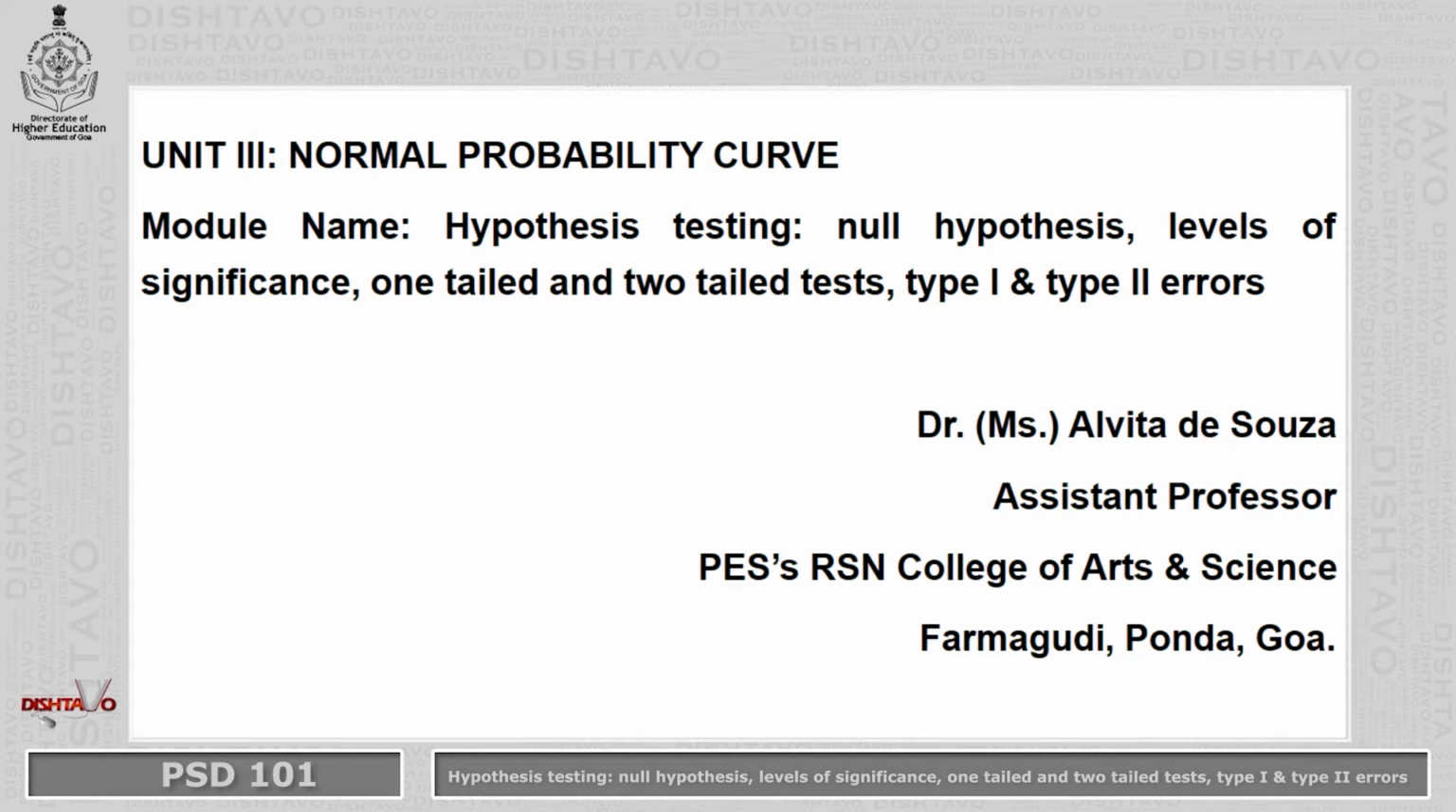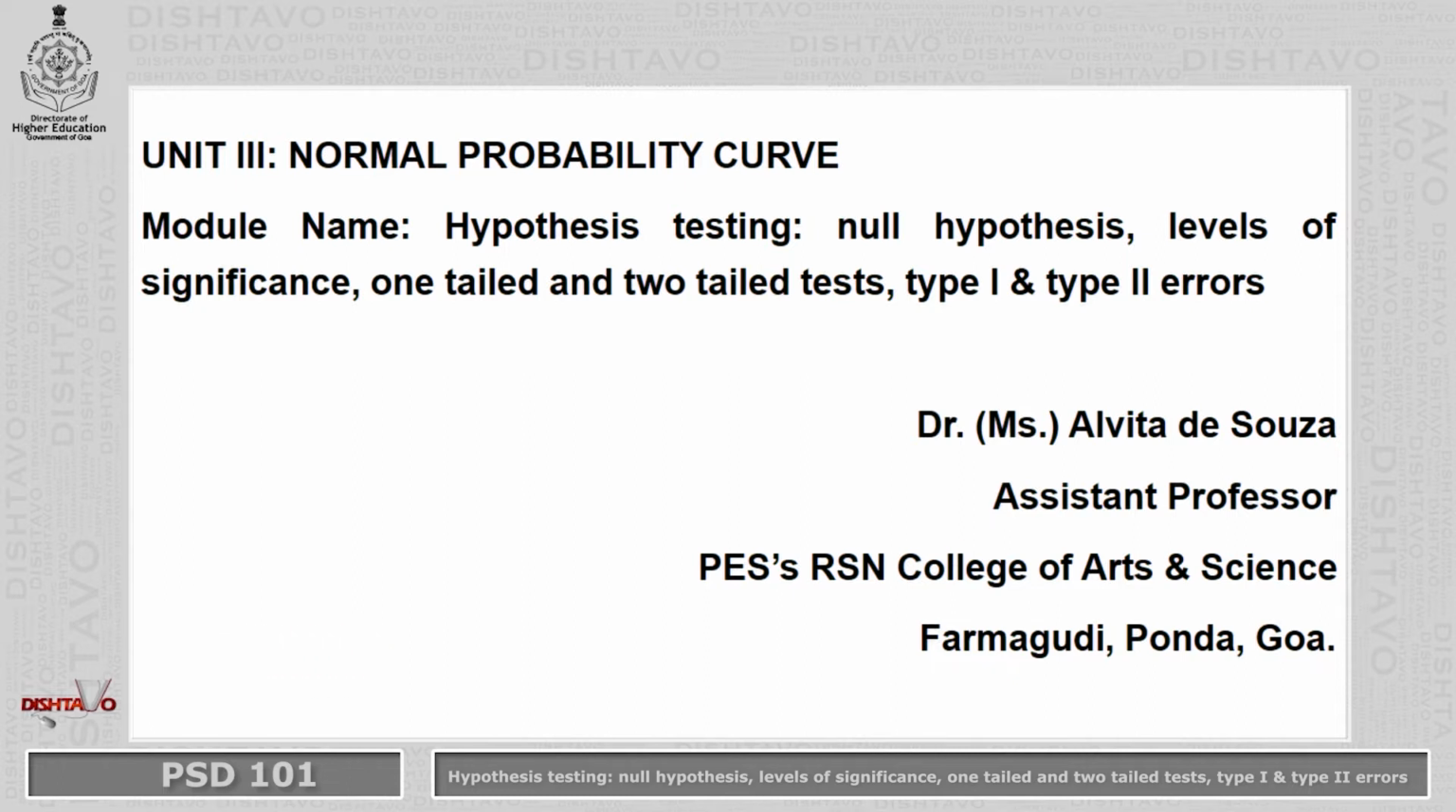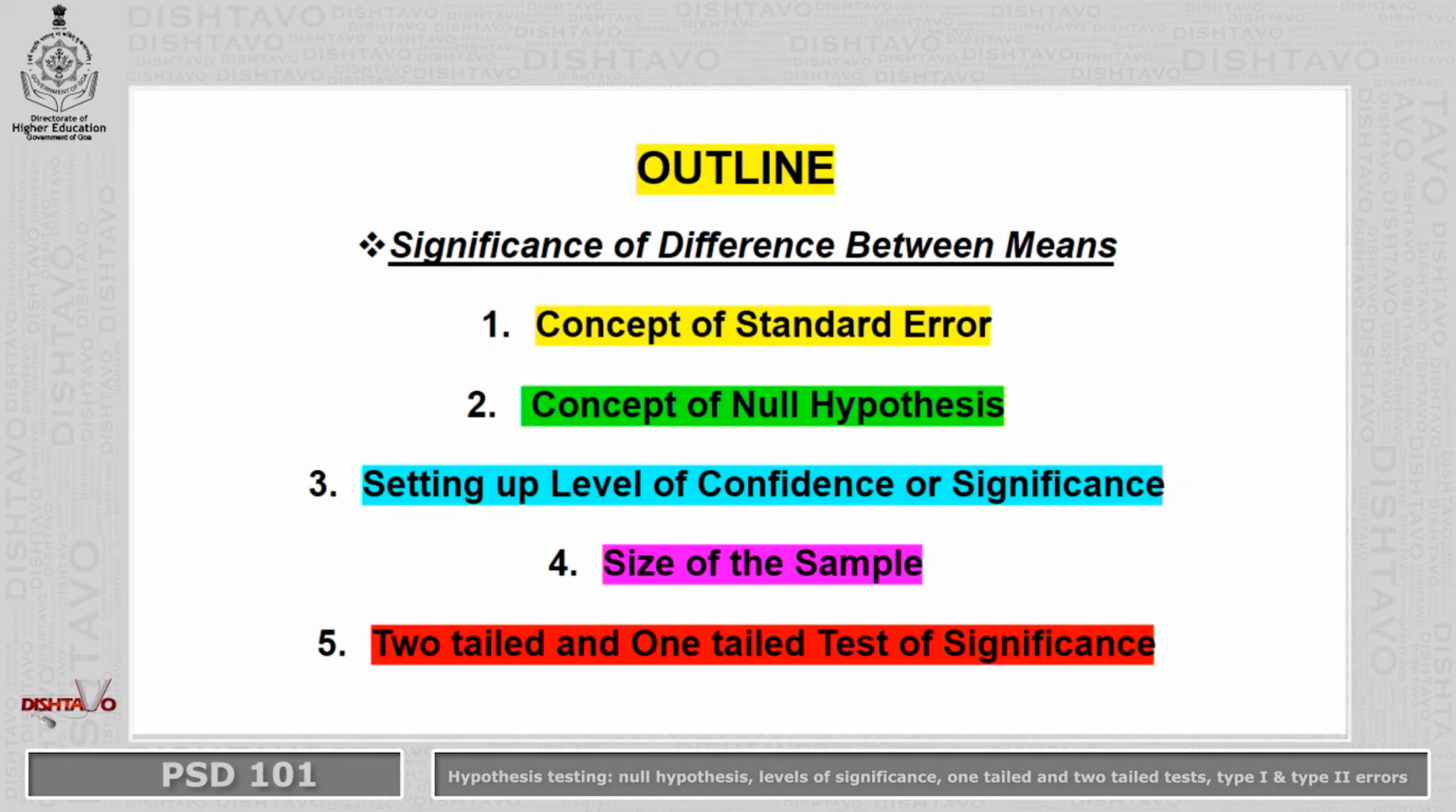The module name is Hypothesis Testing, Null Hypothesis, Levels of Significance, One-tailed and Two-tailed Hypothesis, Type 1 and Type 2 Errors. I'm Dr. Alvita De Souza. I'm an Assistant Professor in the Department of Psychology of PES's RSN College of Arts and Science, Farmagudi Ponda, Goa.